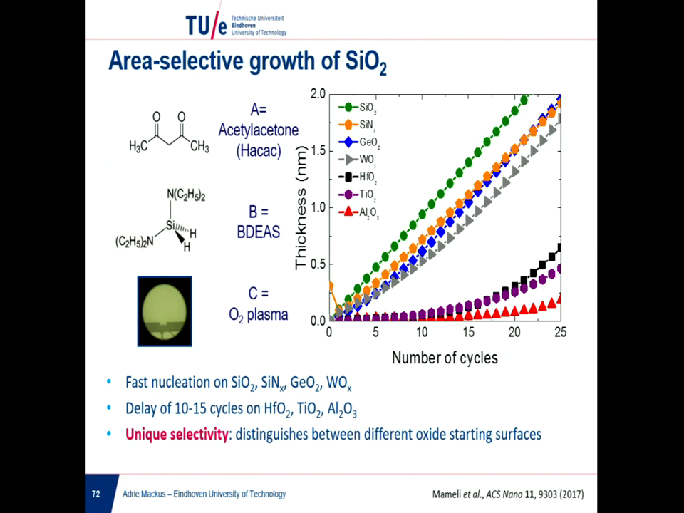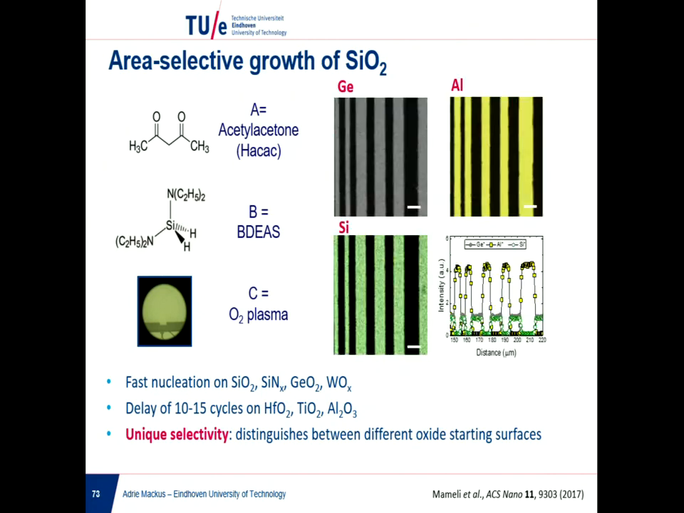So for example, we made some patterned samples by patterning alumina on germanium oxide. So then we have alumina and germanium oxide on the same sample. And what you then expect is that if you do, let's say, 15 ALD cycles, you grow on the germanium oxide, so that's the blue here, but not on the aluminum oxide, that's the red here. So this is then the result we get.